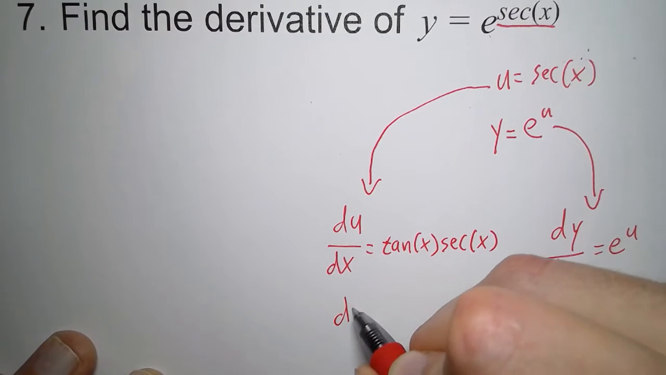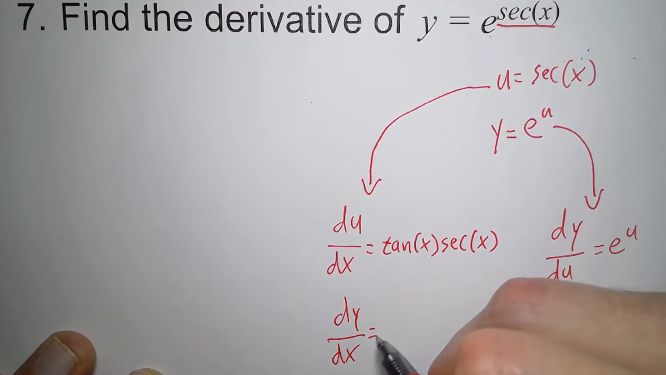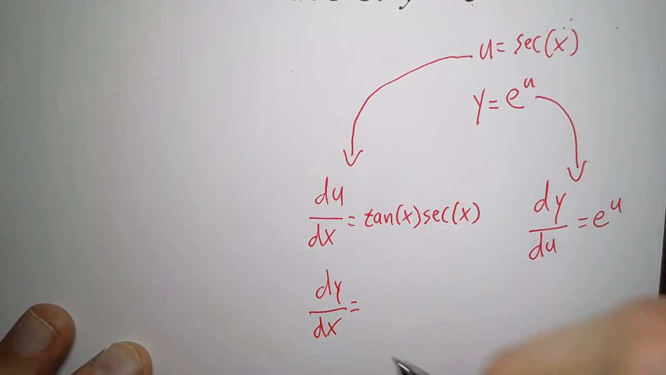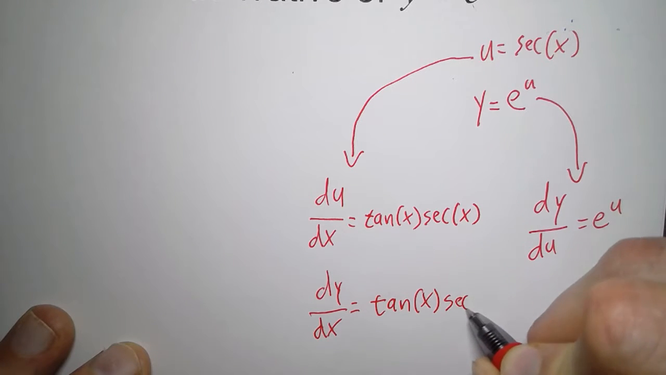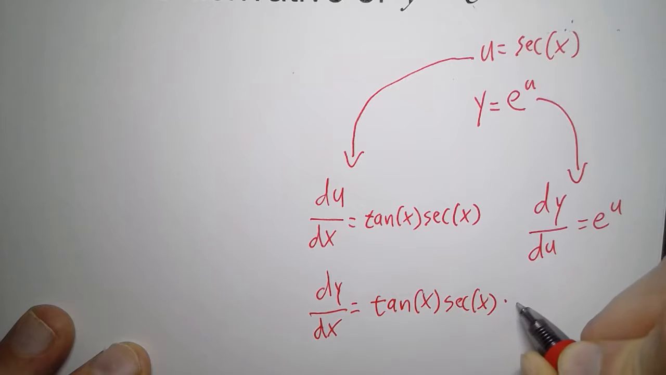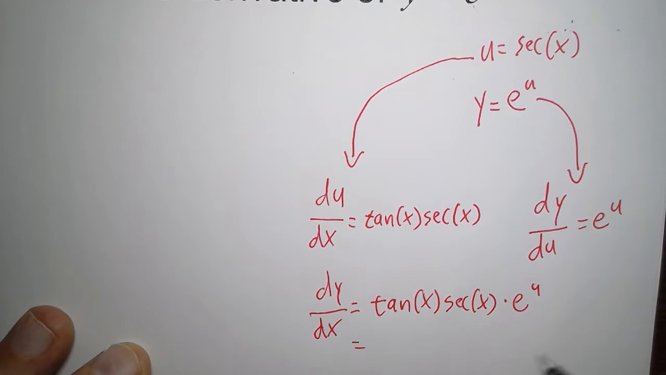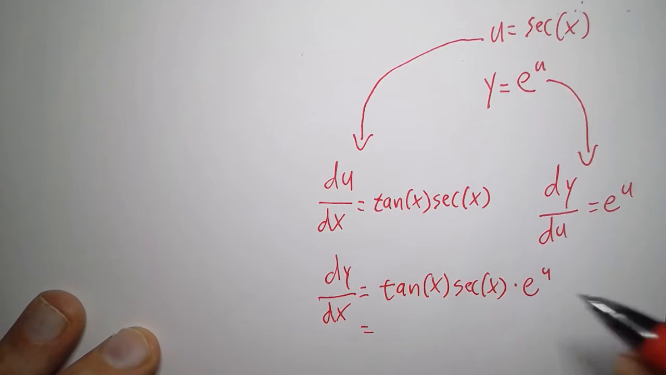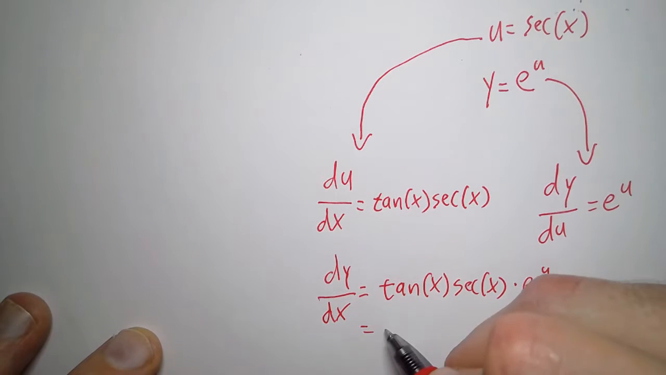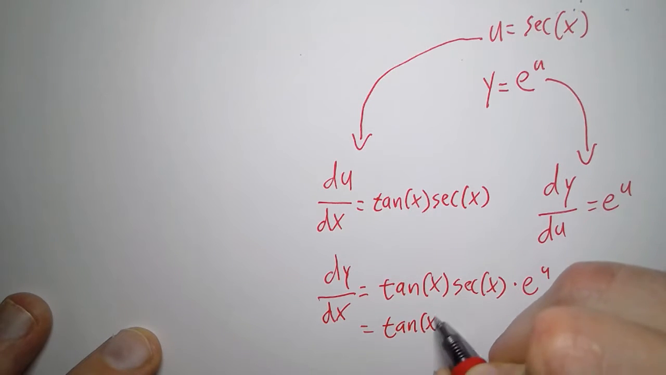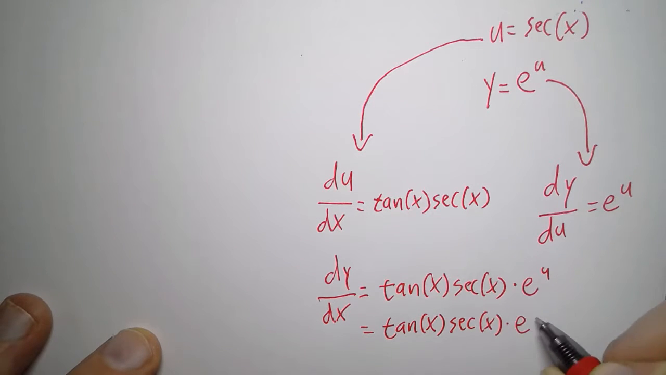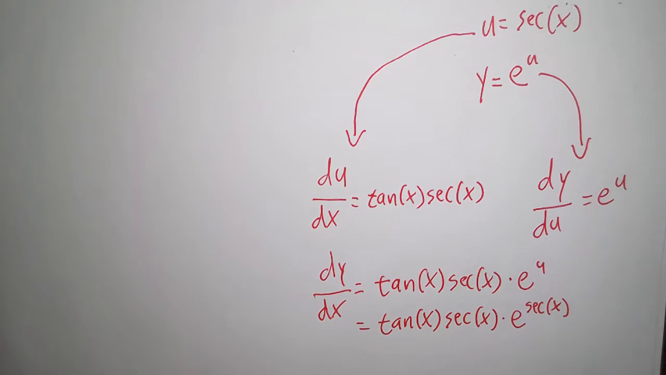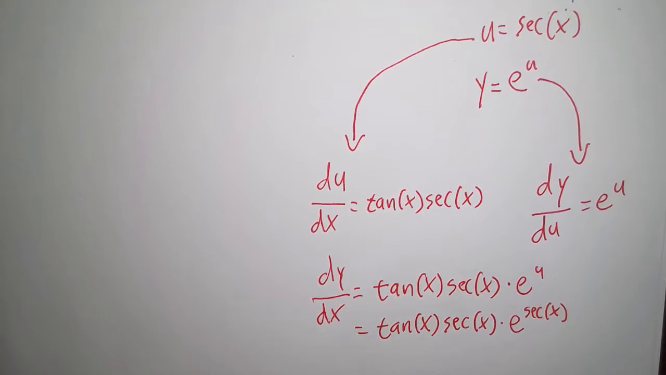So now dy dx, our final derivative, we're going to multiply all of this together. So tangent of x times secant of x times e to the u. And right now the only thing we have to do to simplify is to return secant of x in place of u. So tangent of x, secant of x times e to the secant of x. Okay. So there's our answer for number 7.